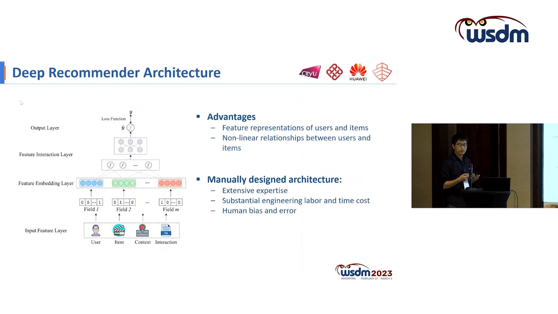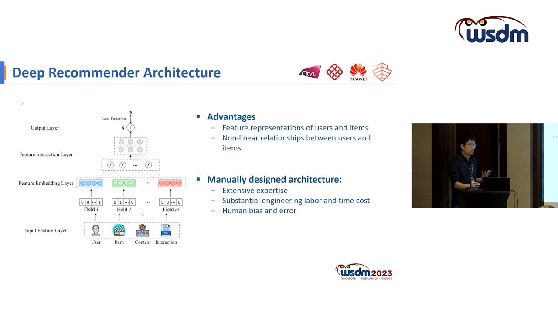And these types of deep learning based recommendation systems have the following advantages. The first one is that they can learn good feature representations of the users and items, and also they can learn some nonlinear relationships between the users and items.